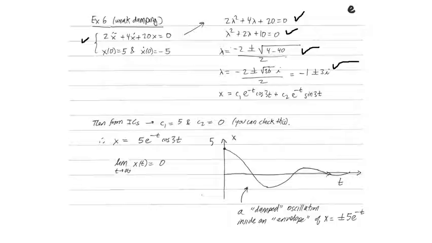So it looks like those are the roots, and so we're in case 3. Alpha is -1, beta is 3. So there's our general solution.